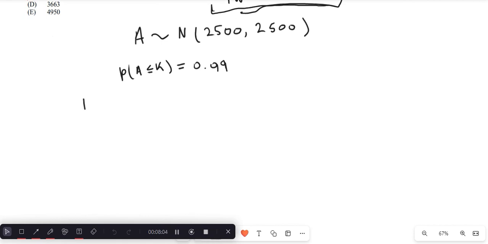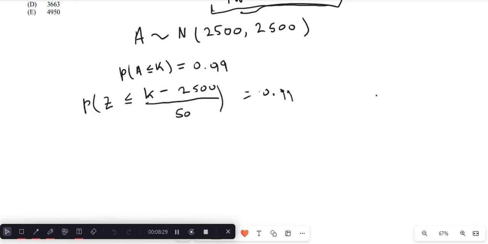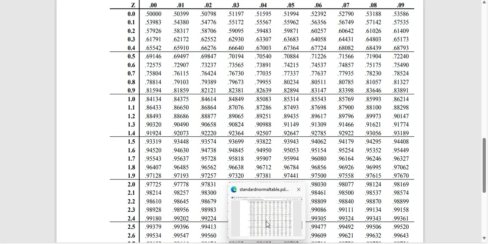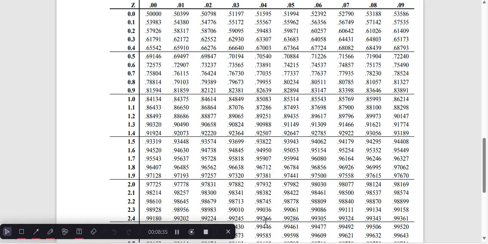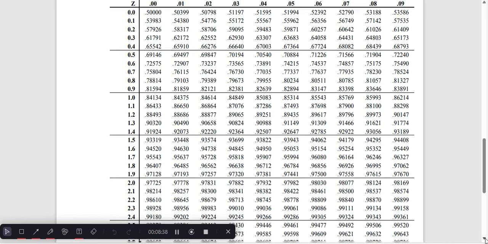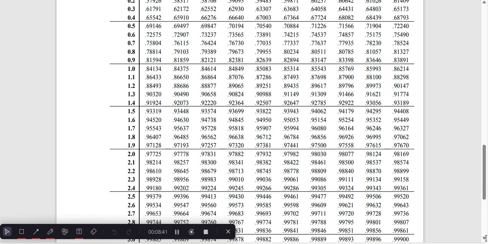So I'm going to standardize this. Standardizing gives me k minus the expected value of A, which is 2,500, over the standard deviation of A, that's the square root of 2,500, which is simply 50. This is equal to 0.99. I'm going to check my standard normal table and see where I can find the probability of 0.99.